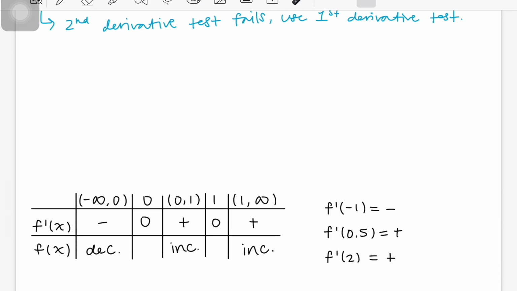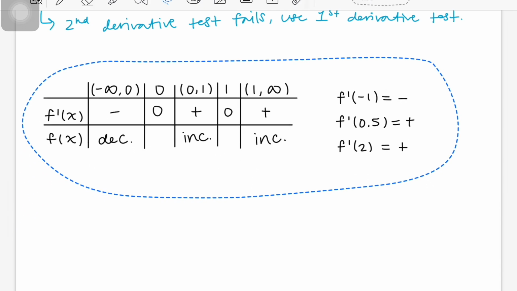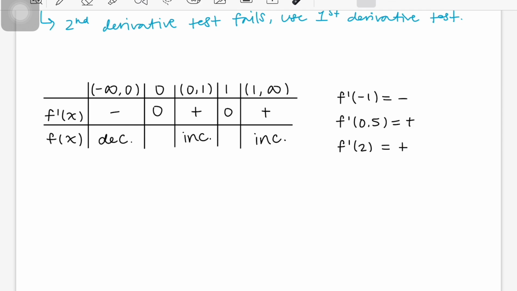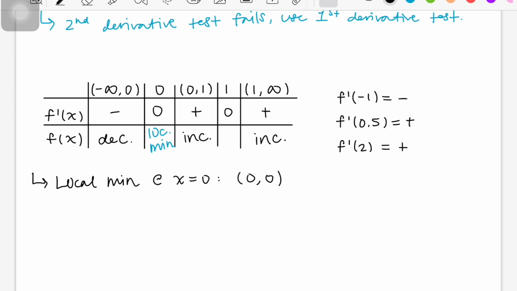So remember our first derivative test, I'll move this up. What we want to do is look at the sign of our first derivative. That'll tell us if we're decreasing or increasing. And then we know that when we're going from decreasing to increasing, we're going to have a local minimum at that point. Okay? So using the first derivative test, we can conclude that we have a local minimum at x is equal to 0. And then plugging 0 into our function will give us that point, and we find that it's 0.